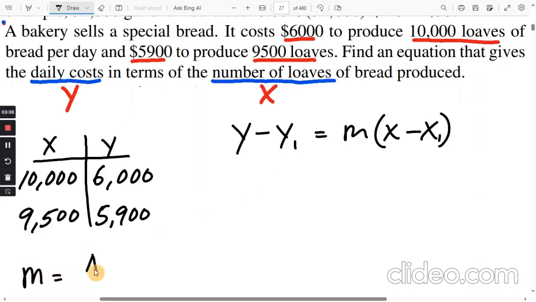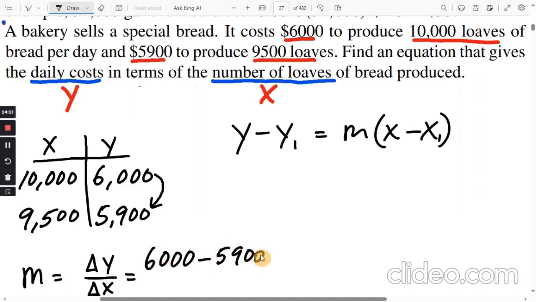Okay, the slope is change in y over change in x. Change in y, you can subtract either way. I try to subtract and keep it positive, so I like to subtract the smaller number, but it doesn't matter. 6,000 minus 5,900. All right, and the change in x, you want to subtract going in the same direction. 10,000 minus 9,500.